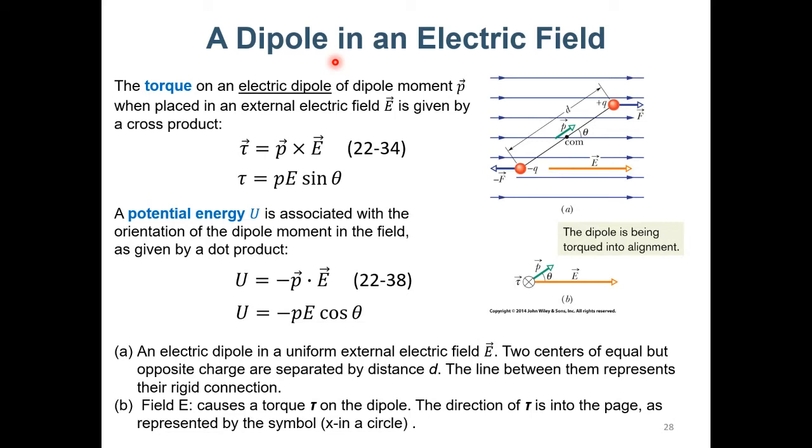Which means that there are two charges with the same magnitude but opposite sign. One is plus q, one is negative q, with a very small distance, and they are stable to hold together. So it is an electric dipole, and we can define a vector to describe it.